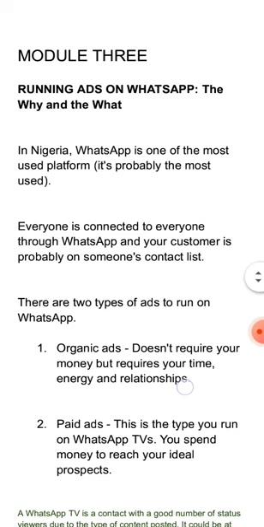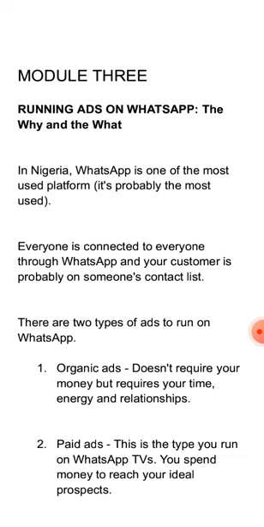Another way of running organic ads is using affiliate marketing, where you tell people, if you can convince someone to buy this course or this product, I'm going to share this money with you. You take so much, I take so much. This is kind of like a paid ad, but let me just talk about it now.